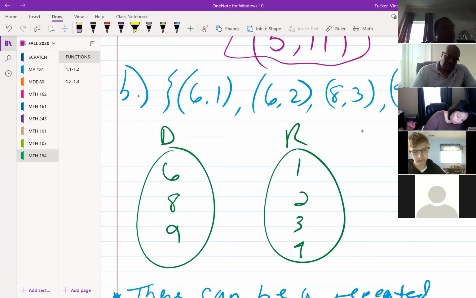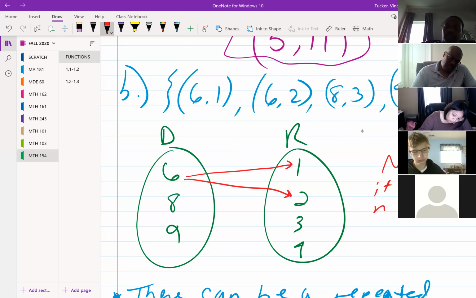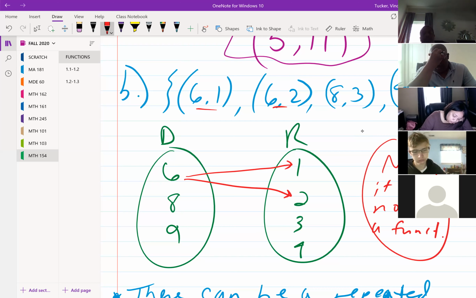So we create the mapping once again. Domain 6, 8, 9 this time, range 1, 2, 3, 4. And we look at our values individually and say, does each value go to exactly one value in the range? And we see that 6 goes to 2 values. So that stops it right there. You don't have to keep analyzing. No, it is not a function, because 6 goes to 1 and it goes to 2.